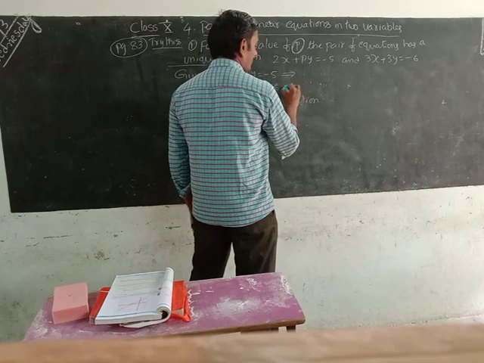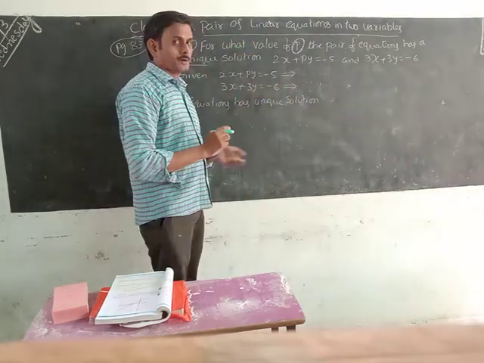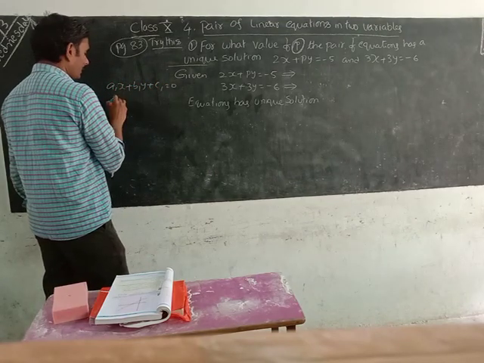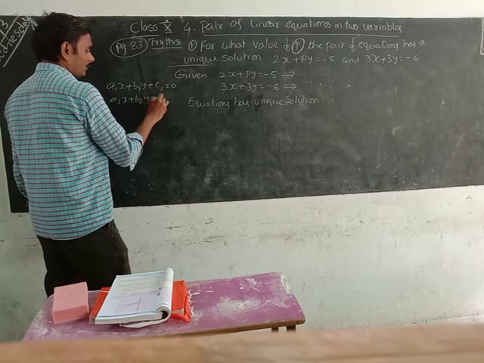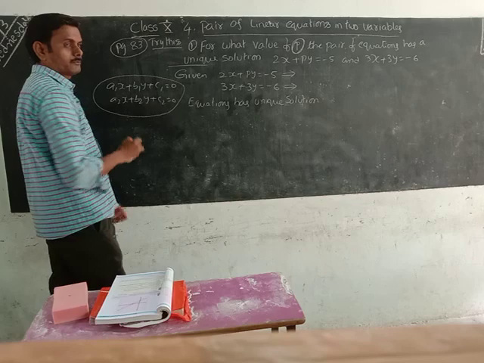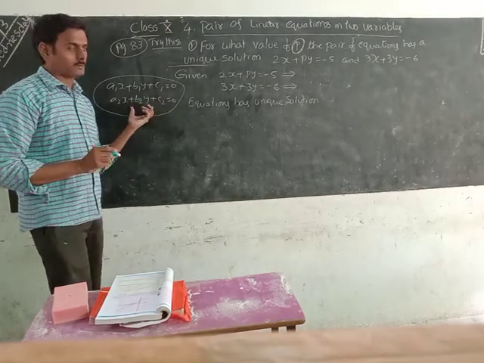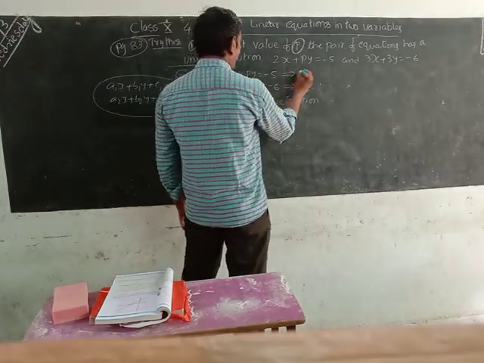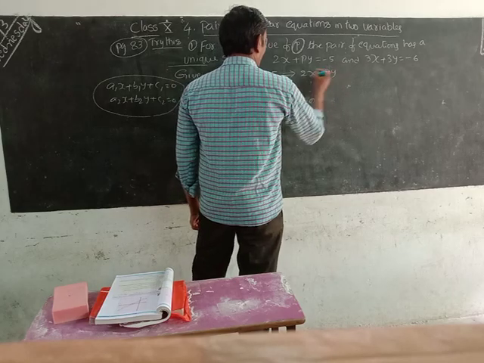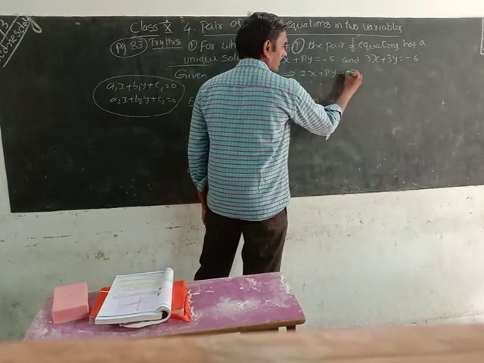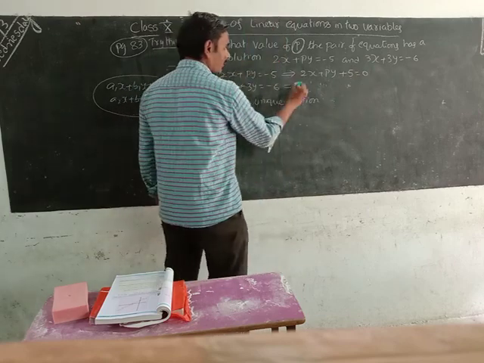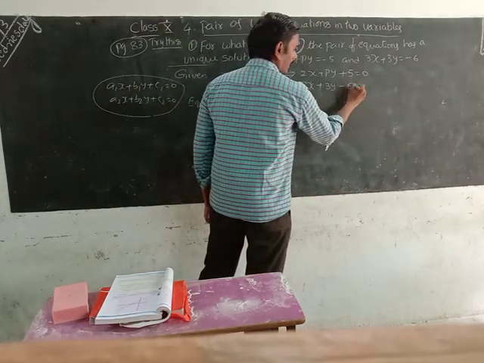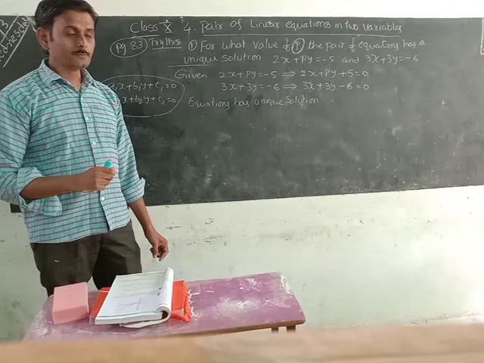Whenever the equations have a unique solution, take the basic form. What is the basic form here? a1x plus b1y plus c1 equal to 0, a2x plus b2y plus c2 equal to 0. We can do it directly, but to avoid confusion, we convert into the basic form. So 2x plus 3y, take the minus 5 to the LHS, it becomes plus 5 equal to 0. Go for the next one: 3x plus py minus 6 equal to 0.